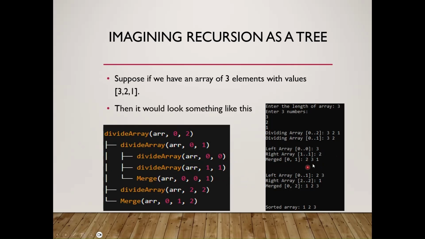So 3 and 2 would get sorted. And then, of the first call where this array was divided, this divided array is referring to that. Since 2 is not less than 2, it will break itself here, and then it will merge 2, 3, and 1. So that's how we will get to the sorted array.